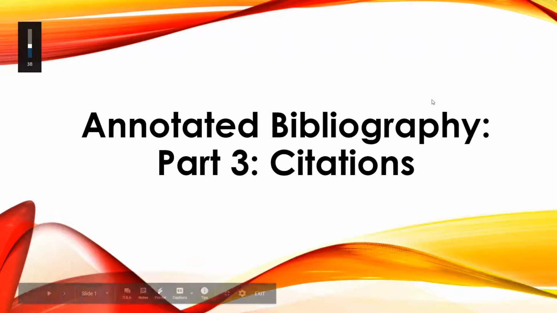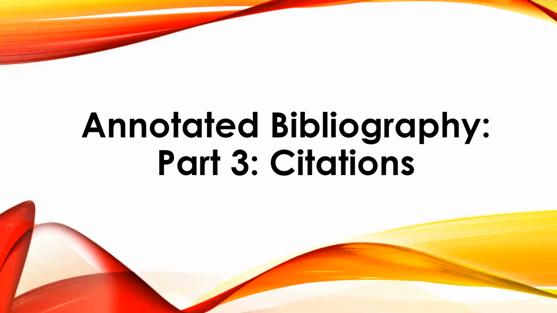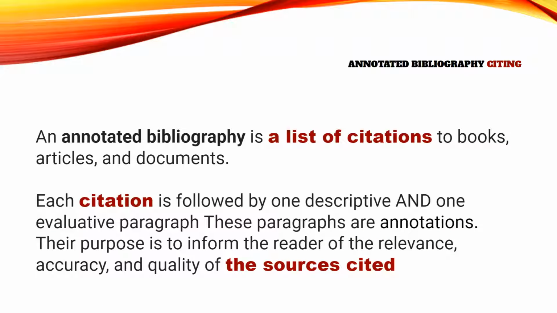So anyway, going from there, I am looking at the Annotated Bibliography Part 3, the Citations. Now keep in mind that the annotated bib is a list of citations to books, articles, and documents. Each citation is followed by one descriptive and one evaluative paragraph. These paragraphs are annotations. Their purpose is to inform the reader of the relevance, accuracy, and quality of the sources cited.